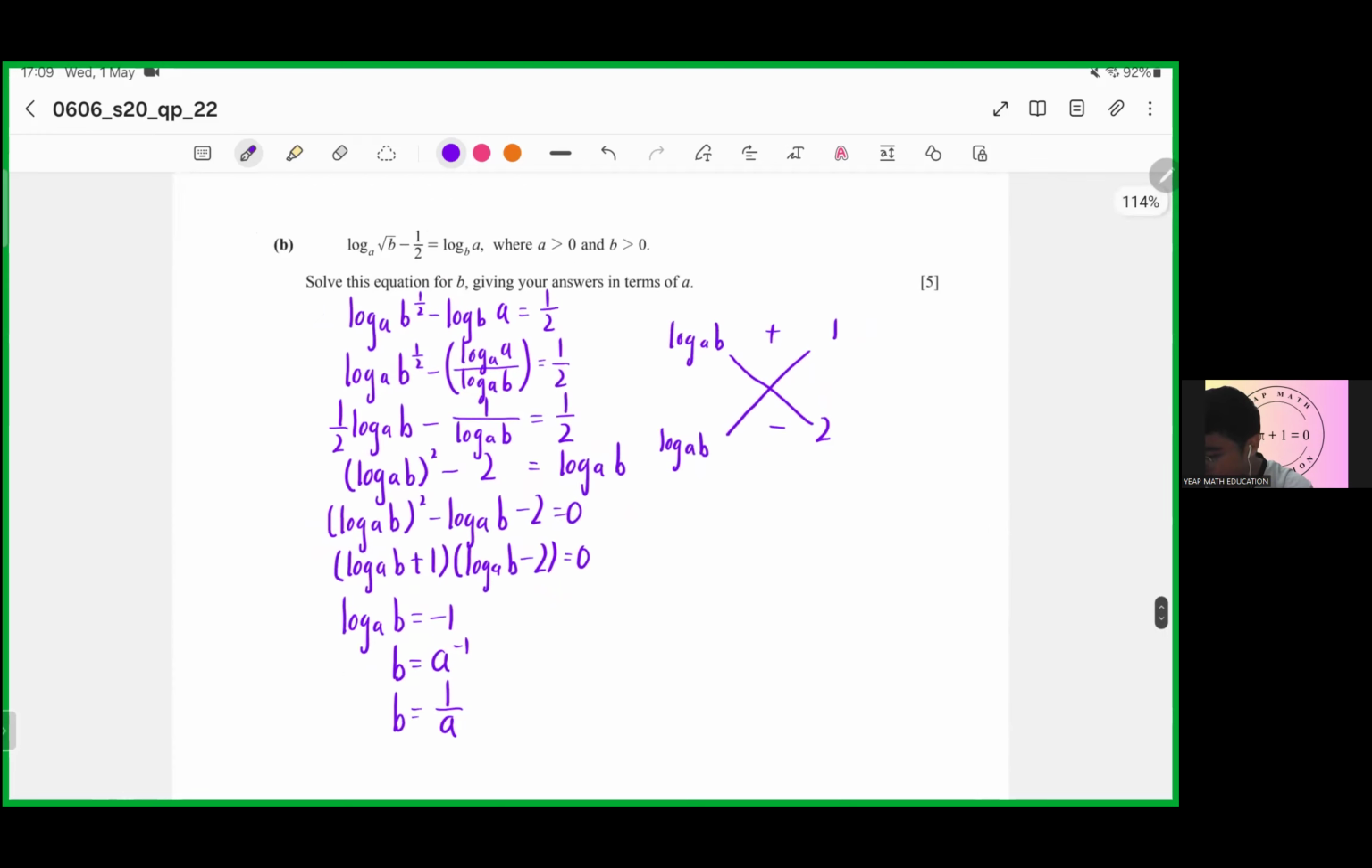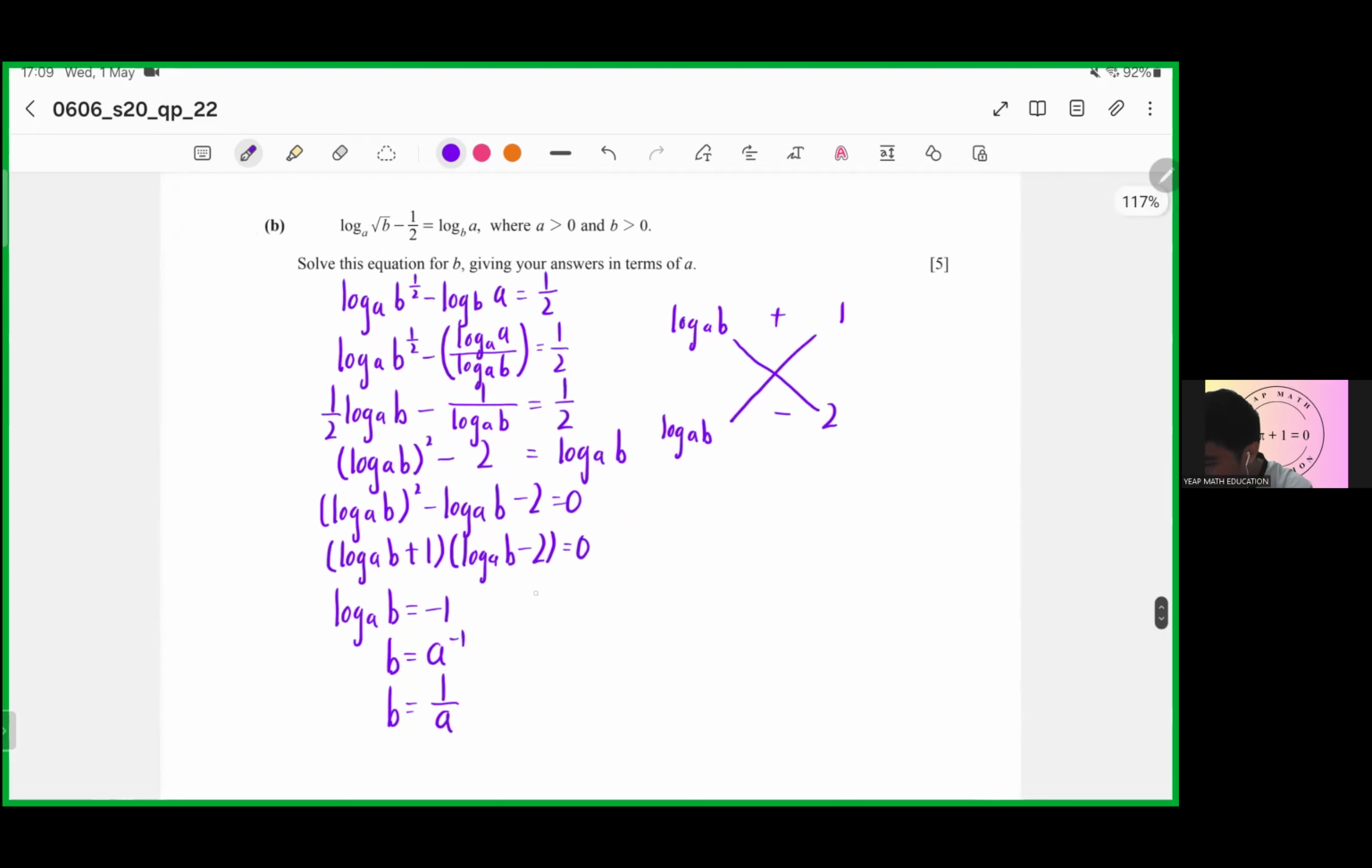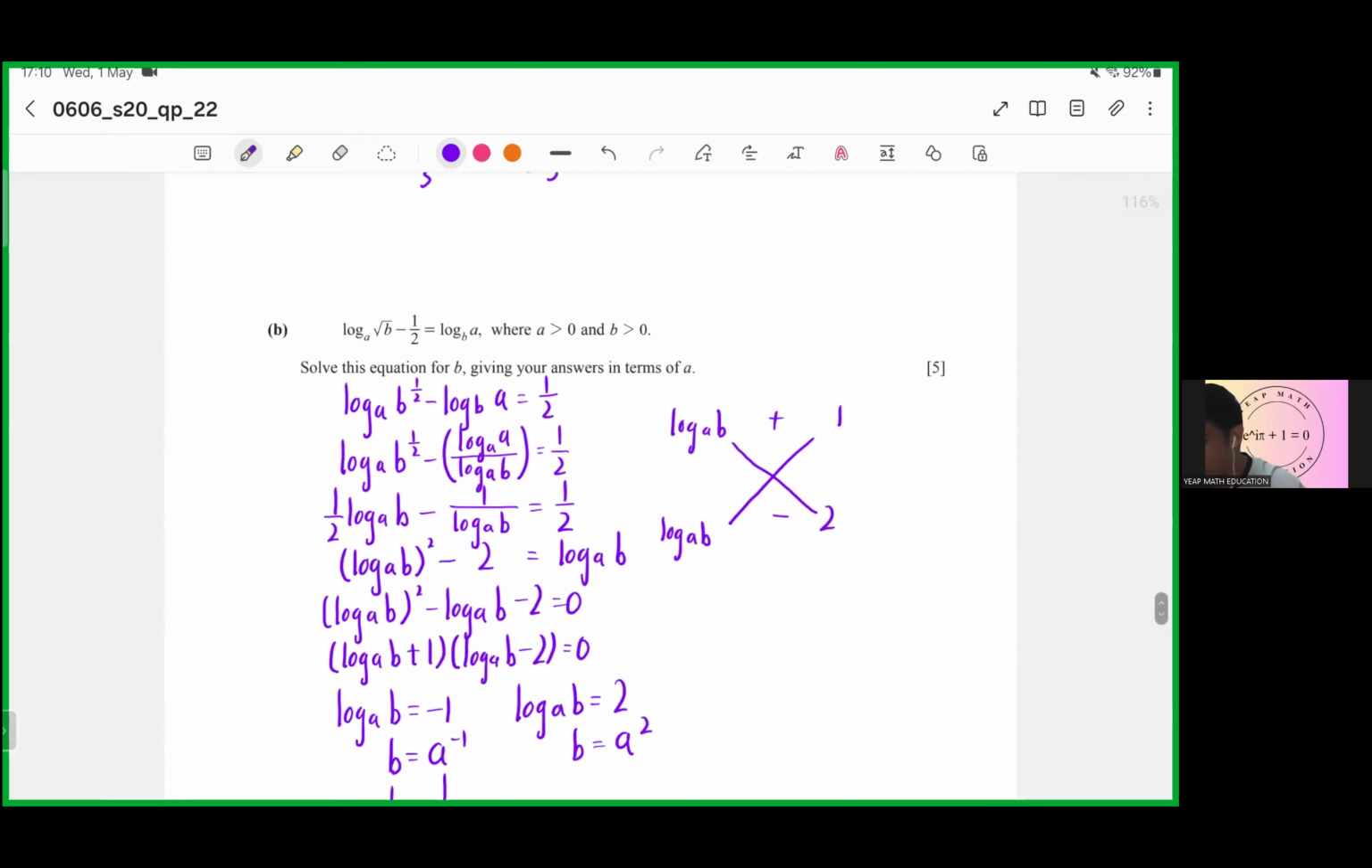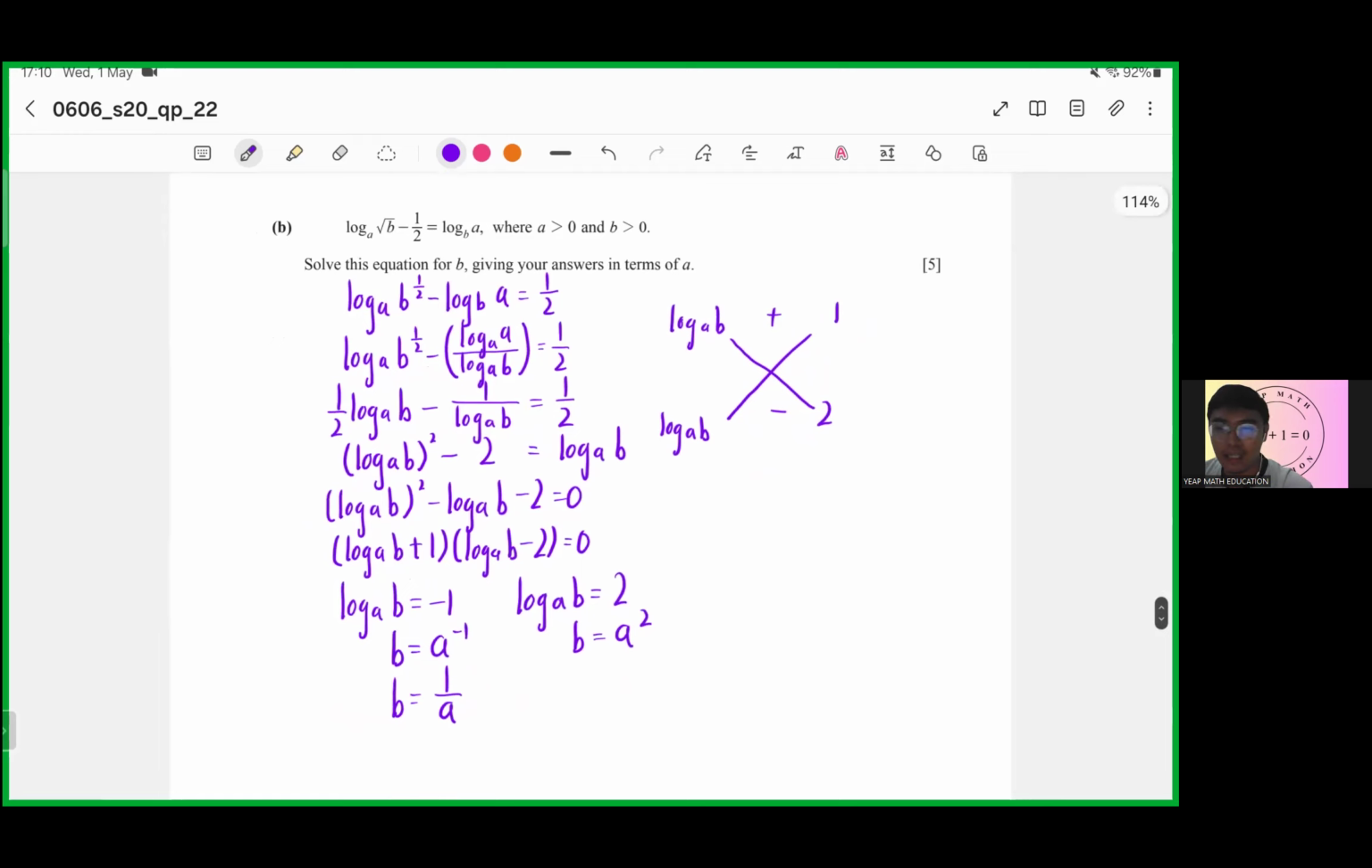We get b equals 1 over a. And then we see one more, log_a b equals 2, so b equals a to the power of 2. It's not easy and also not difficult.